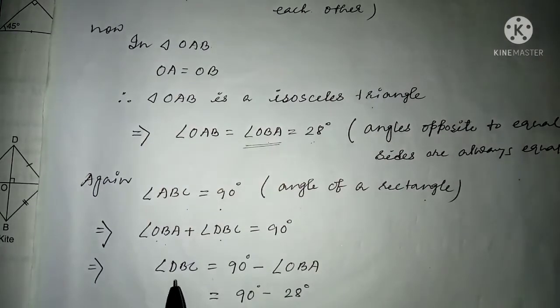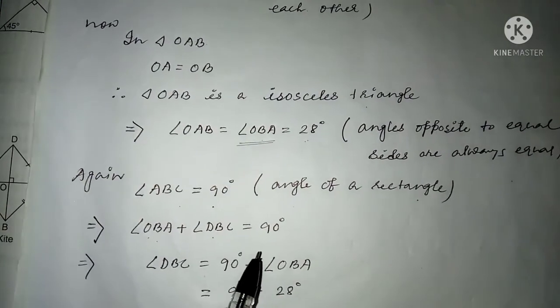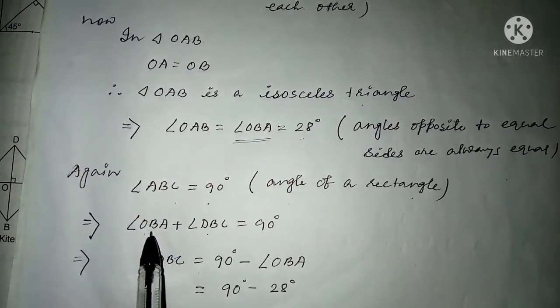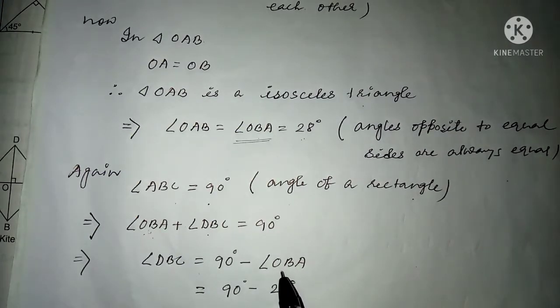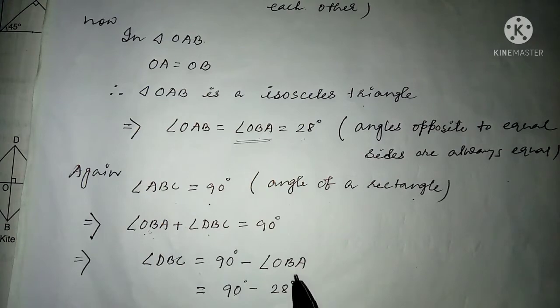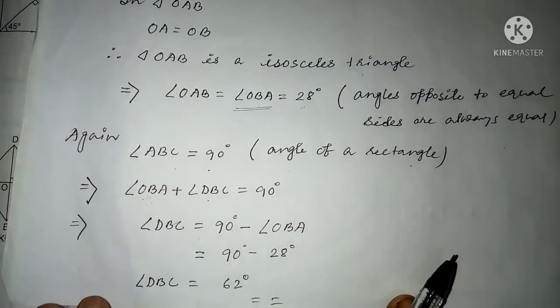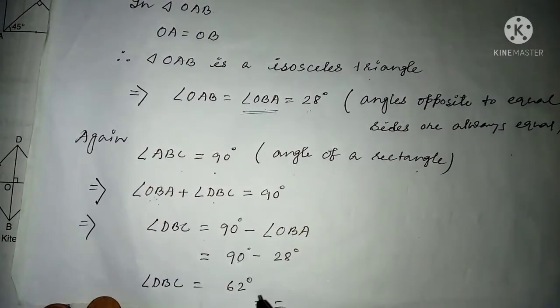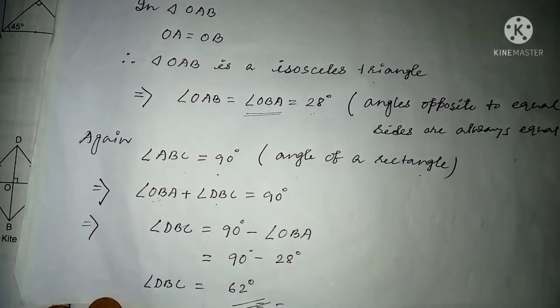So you write here DBC equals 90 degrees minus OBA. I have transposed OBA to the right hand side, so the sign changes to minus. Then this is 90 degrees, and OBA is already mentioned, it is 28 degrees. Now 90 minus 28 is 62 degrees. So this is our answer to example number 1.